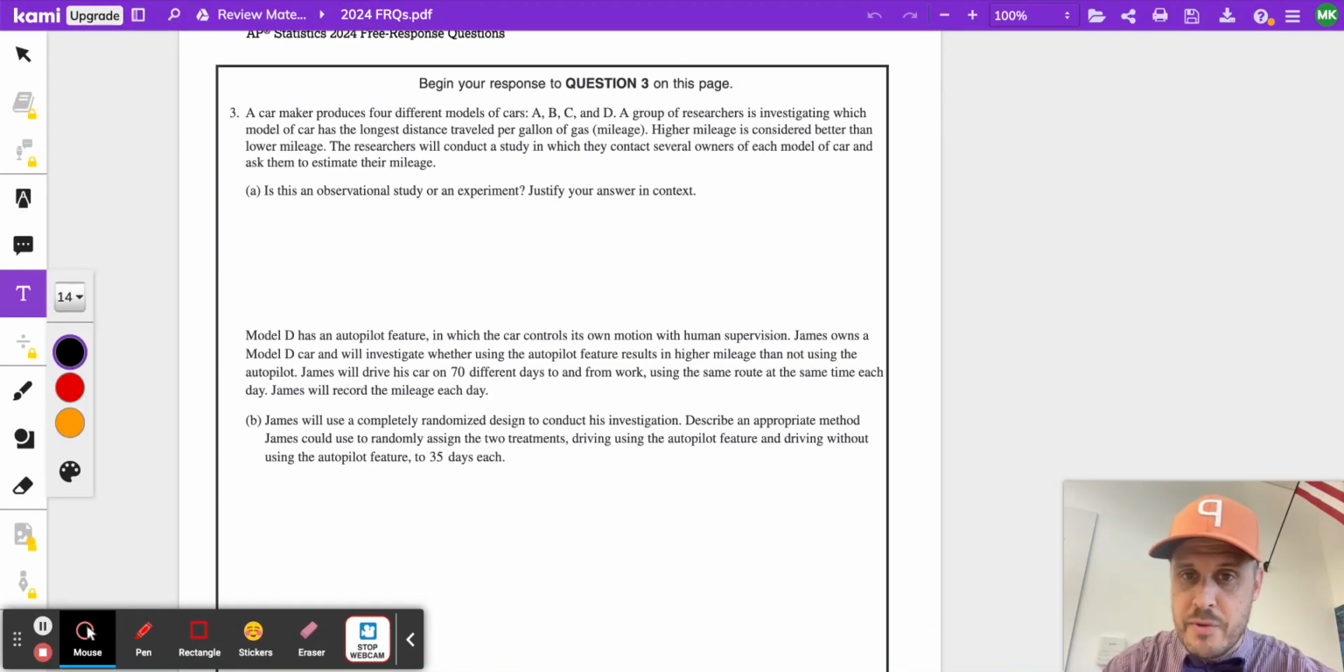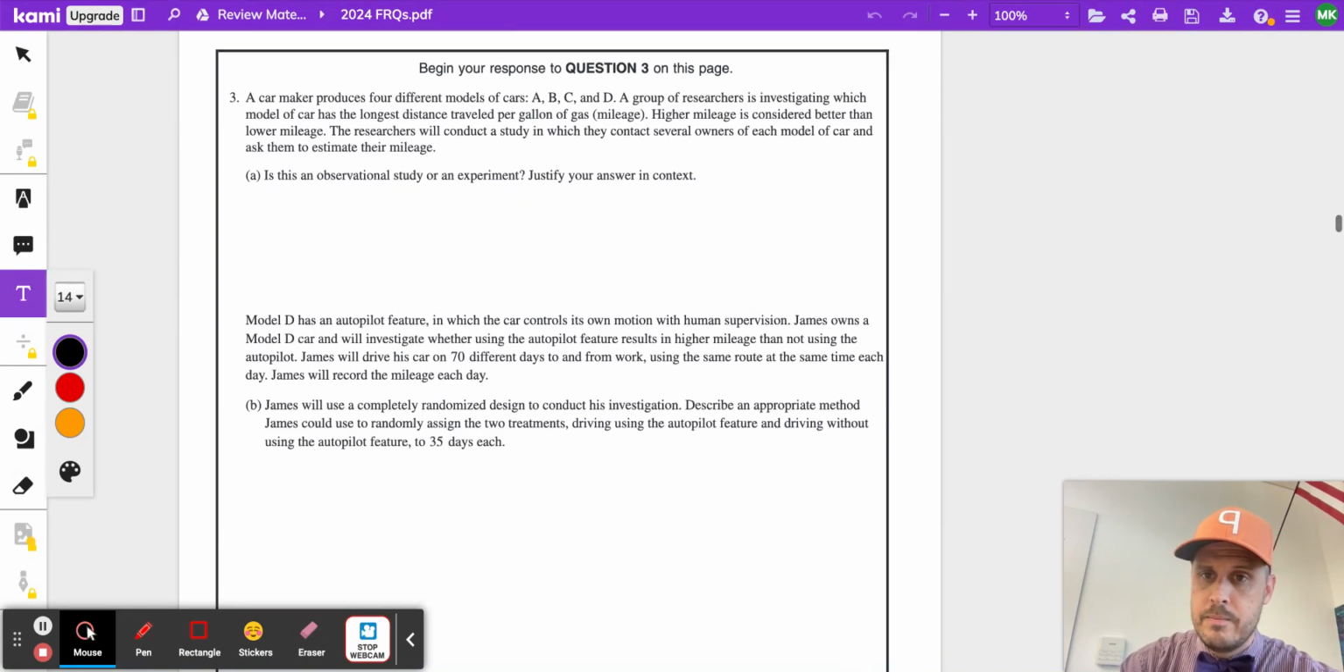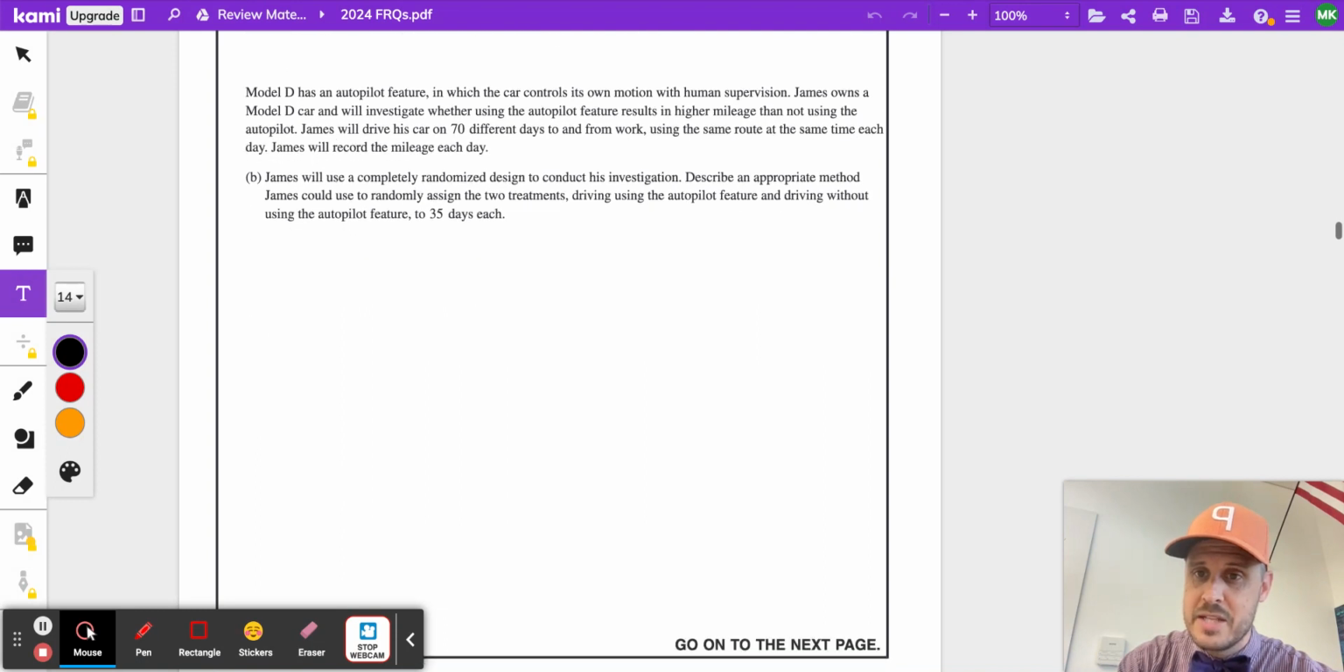A car maker produces 4 different models, A, B, C, D. A group of researchers is investigating which model has the longest distance traveled per gallon. Higher gas mileage is considered better than lower gas mileage. Thank you for reminding us of that. We'll conduct a study in which several owners of each model of car are asked to estimate their mileage. Observational study or experiment? They did not randomly assign them to treatments, and so if they randomly said, you need to buy Model A, you get Model B, you get Model C, you get Model D, that'd be an experiment. So it's lacking random assignment.